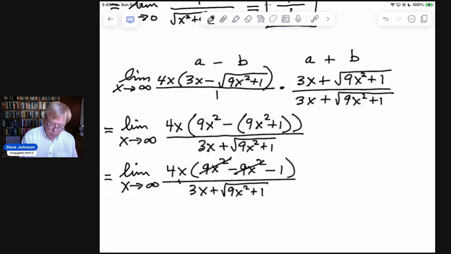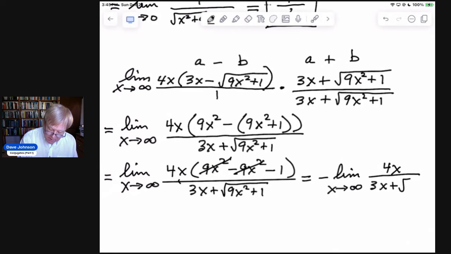You get a minus 1 inside the parentheses, so I can rewrite that. I can bring that minus 1 out. So minus the limit as x approaches infinity of 4x divided by 3x plus the square root of 9x squared plus 1.